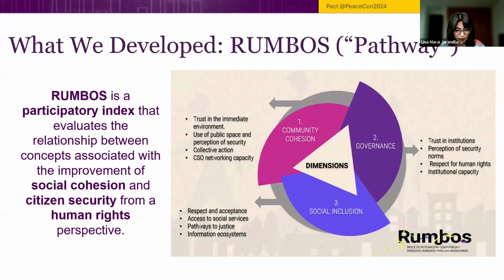The index gives us a score between 0 and 1, with 1 representing the ideal level of social cohesion and, by extension, citizen security. Essentially, any progress or setback in one of the dimensions would affect the other dimensions, and that was the core idea behind the tool. Rumbos also helps us to standardize different types of data and provide overall scores for each dimension, and also scores at municipality level.